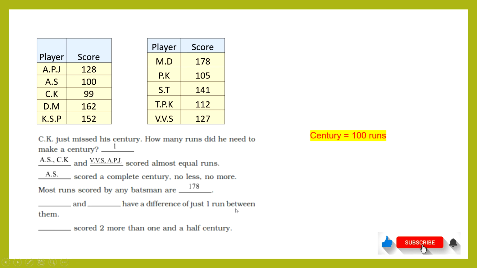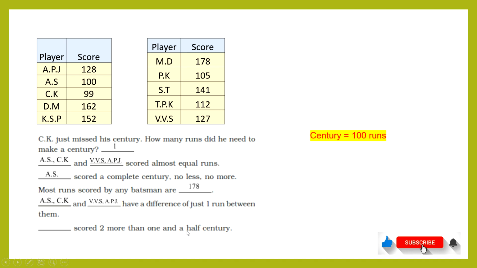Dash and dash have a difference of just 1 run between them. Now we have to write the batsmen who have a difference of 1 run. So 99 and 100, you can see we can count one after another and they are consecutive numbers, with a difference of 1. So AS and CK can be the first pair and APJ and VVS will be the second pair.